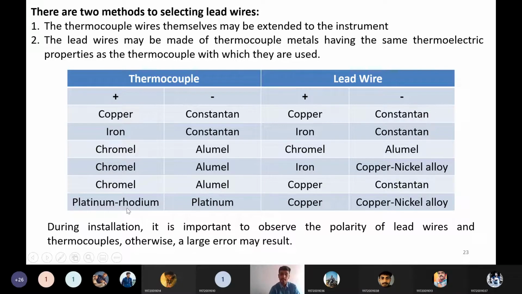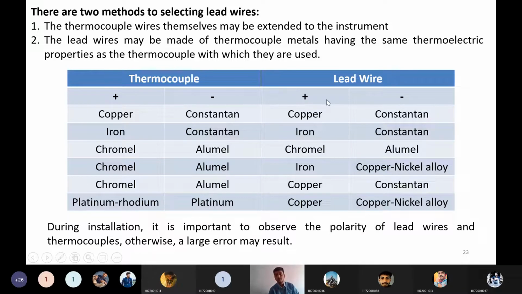And the last case is the platinum rhodium and platinum thermocouple. Platinum rhodium is the positive and platinum is the negative. Platinum is costly compared to the other metals, highly costly, nearly equal to gold rates or something like that. If you use platinum to extend this wire further, that will enlarge the cost of operation, and the construction cost will be very high. Platinum we cannot use to extend the wires. So the compatible wire to extend this platinum rhodium is copper, and for this platinum, a copper nickel alloy can also be used.